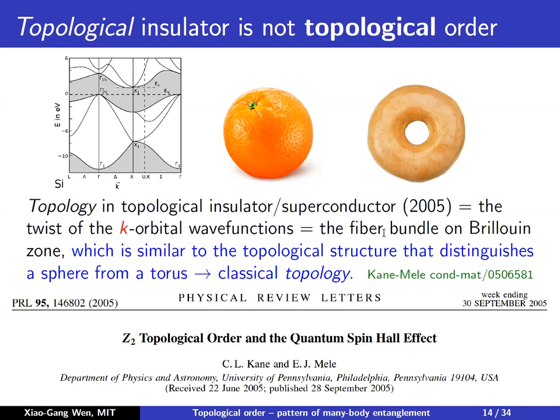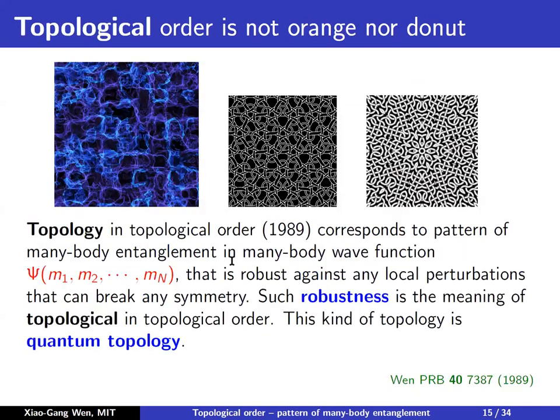It's totally different. The topology in topological insulator really means the topology in band structure. In the band structure, we usually describe it by dispersion relation. However, every energy also has an energy eigenvector. The energy eigenvector can twist around as we change the momentum. And this twisting around of the energy eigenvector is the topology in the topological insulator. This relates to the orange and the donut, which we call a classical topology. But the topology in topological order is totally different.